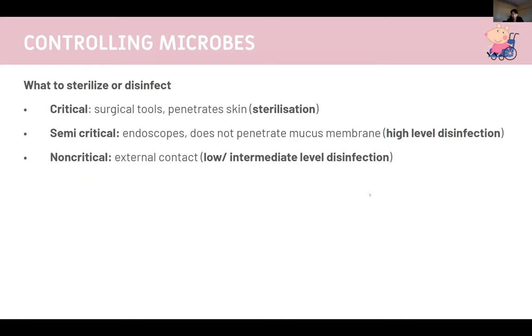Right. So when do we sterilize? When do we disinfect? Well, critical items such as surgical tools, which penetrate our skin, basically, they bypass our natural barriers, so we need to sterilize them and make sure that there are no microbes. Semi-critical items include endoscopes, these don't penetrate our natural barrier, which includes our mucous membrane. And we also have non-critical items. So these are just external contact and we don't really need high level disinfection there.